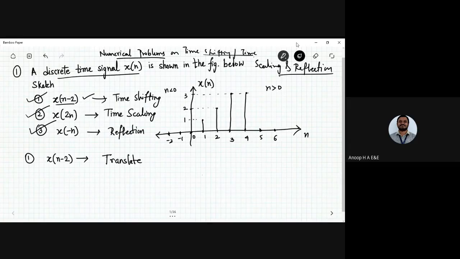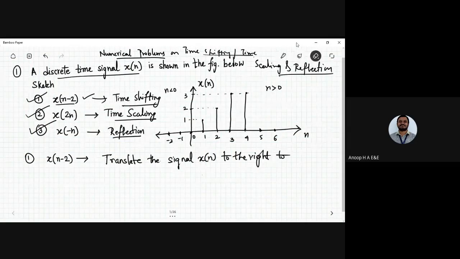You need to identify well in advance what needs to be done. First one is the time shifting, second one is the time scaling, third one is the reflection of the original signal x of n. Now, taking the first one, that is x of n minus 2, translate the signal x of n to the right by 2 units.